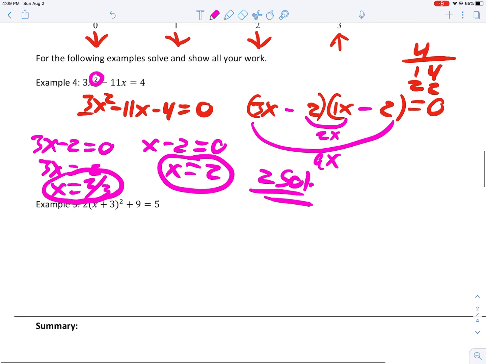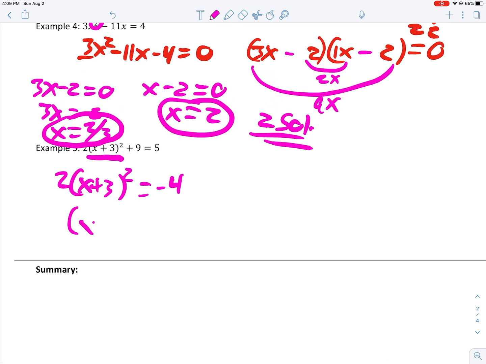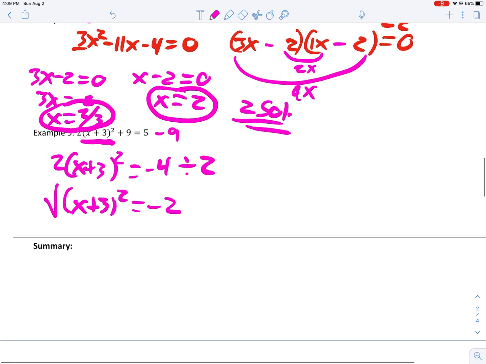Okay, now the last example, right? That one's different than 4. It has the grouping symbol, so I'm going to solve it with square roots. I'm going to subtract 9 from both sides. So you get negative 4. Then I'm going to divide by 2. Subtract 9, divide by 2.